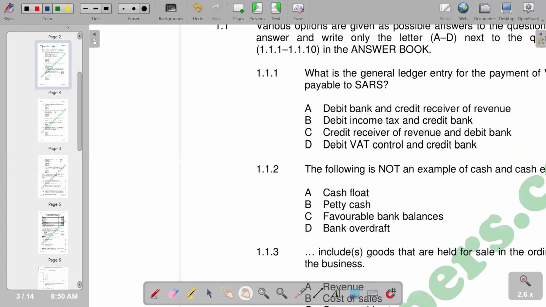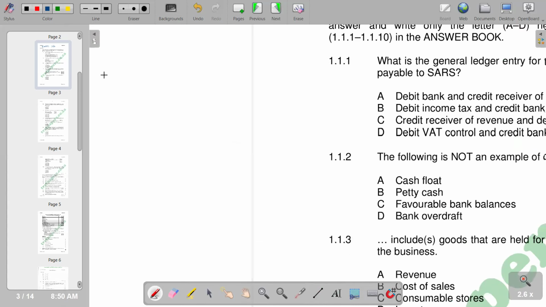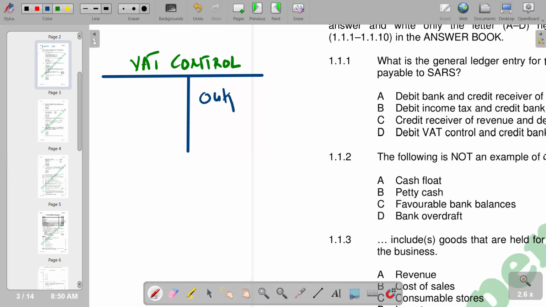In that scenario, we are going to have our VAT in the form of a T account, VAT control. So basically, this is our VAT control. You'll see that we have output VAT entered on the credit side, and then we've got input VAT on the debit side. Now we see the scenario that we are given.